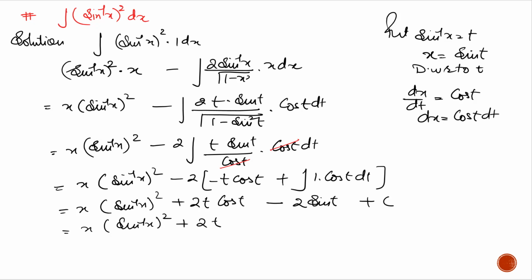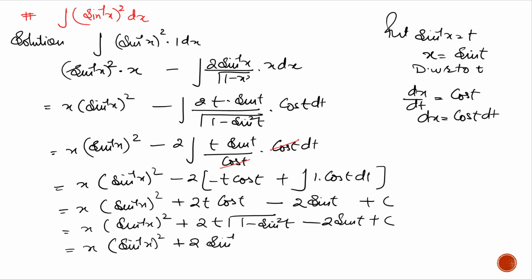Cos t is the root of 1 minus sine square t. Replace sine t by x and t by sine inverse x, and the answer is x (sine inverse x) whole square plus 2 sine inverse x into the root of 1 minus x square minus 2x plus c.